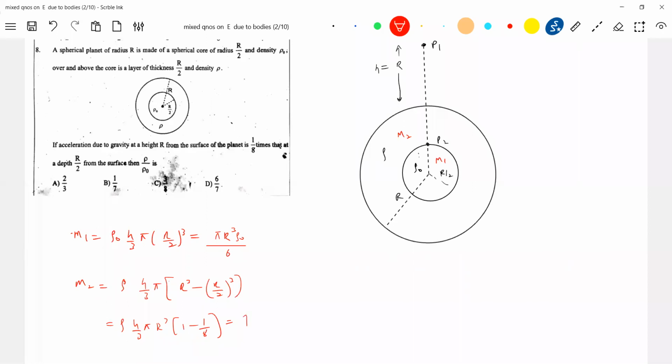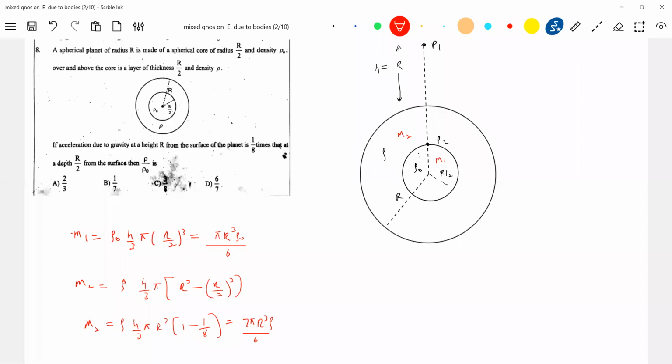This will be 7. Rho into. Okay, let me write this one: 7 pi r cube rho by 6. Check it once. I think I'm ending up with this much as the answer. And now we know M2.